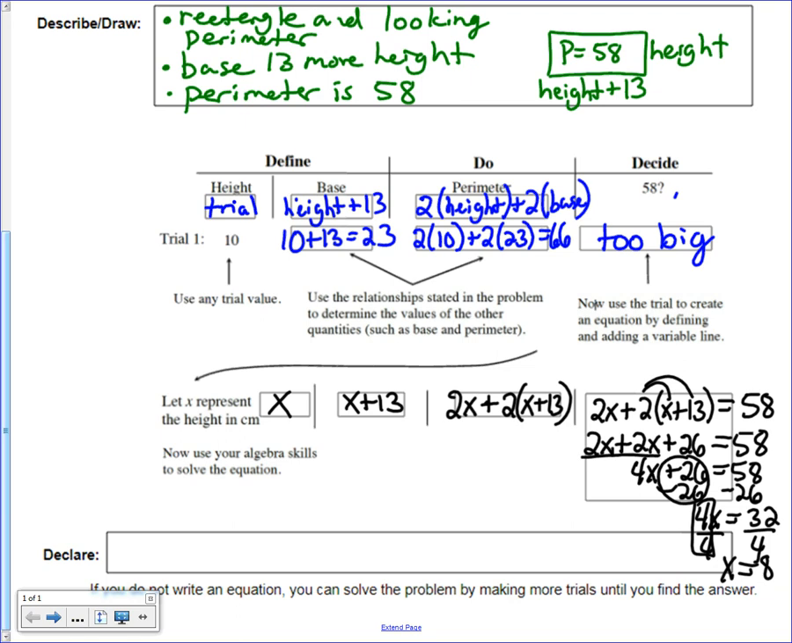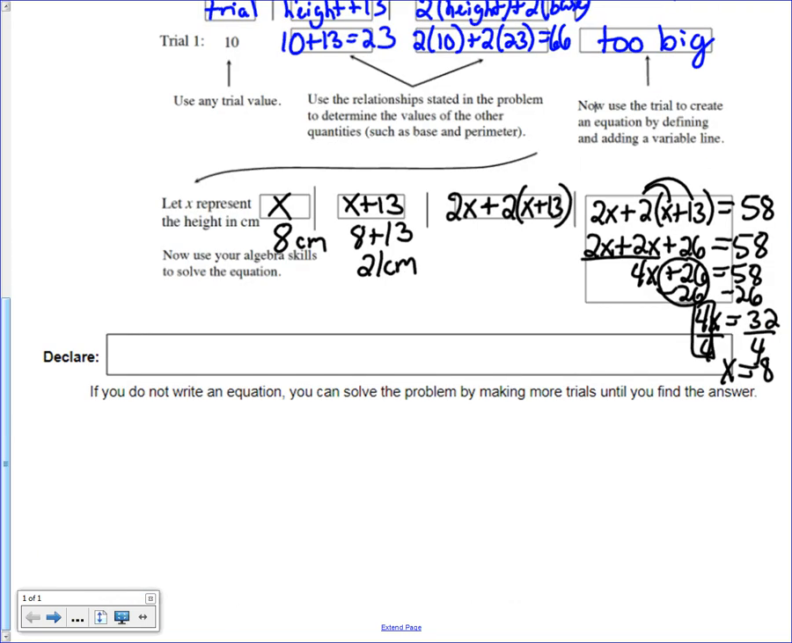So that tells me right over here that x is 8, or the height is 8 centimeters. 8 plus 13, which is 21. So the base is 21 centimeters. So then I have one last step to make sure I finish up doing. I need to make sure to declare. Okay, so I would say the height is 8 centimeters and the base is 21 centimeters.